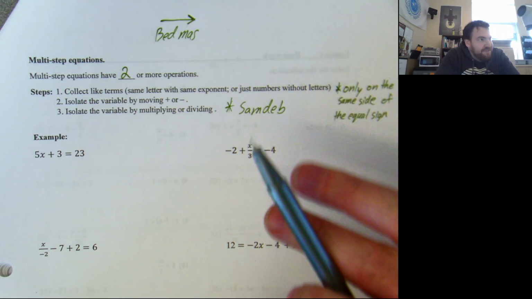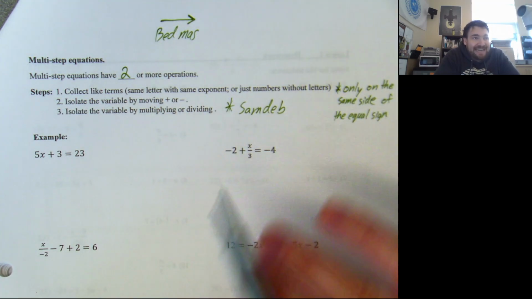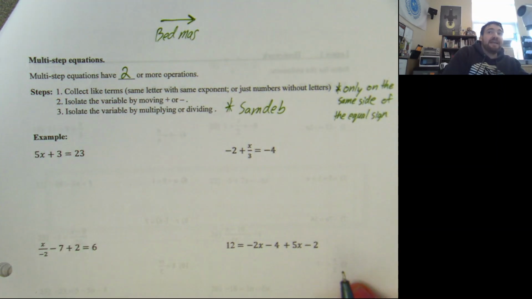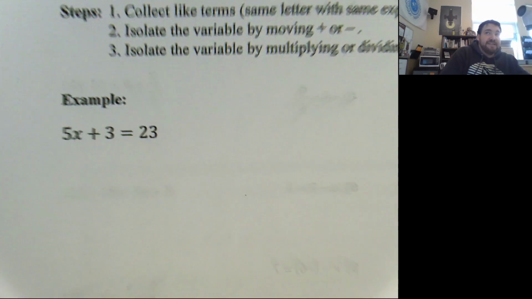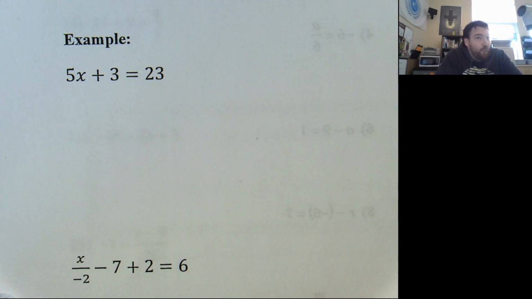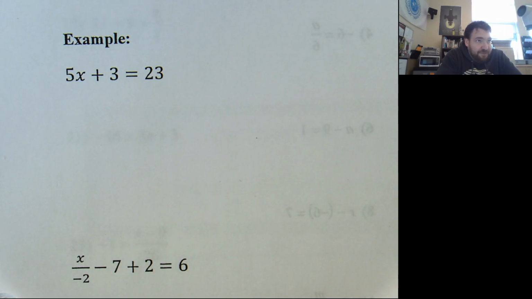Another way to think of this is you want to get rid of the terms that don't include your variable, and then you want to isolate that last term for that variable. I will show you what I mean. Here we go. Simple example: I've got 5x plus 3 equals 23. We have multiple terms here now, so this is going to require multiple steps.